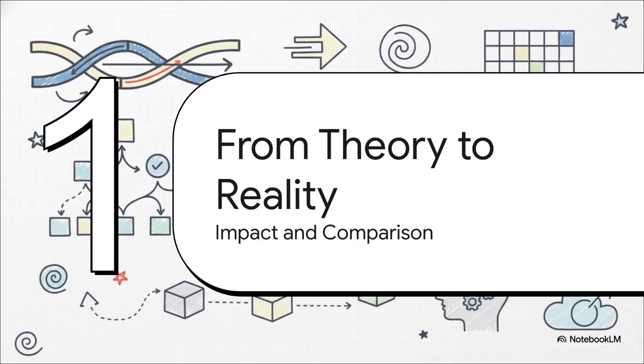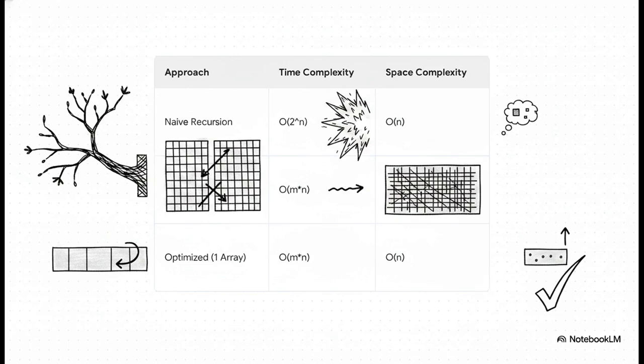Whew, what a journey, right? We started with a simple, common-sense idea that was just horribly slow. Then we gave it a memory, which made it super fast but kind of a memory hog, and then we optimized that space all the way down to the bare minimum. So let's put all these approaches head-to-head and see just how far we've come. This table really says it all. I mean, look at that.